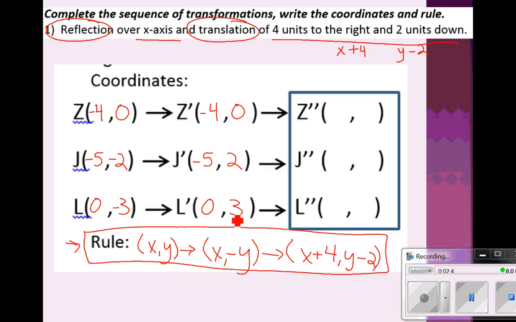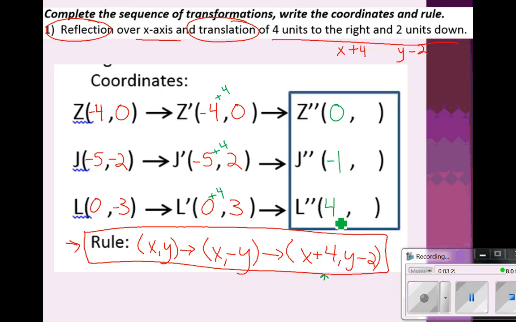Now I'm going to apply the translation rule. Let me get a different color, because I'm going to use my paper to do the solving so that I can make sure I get everything right. So I'm plussing 4 to all of the x values. So I'm going to do +4, +4, +4. I'm going to go ahead and fill in z prime prime and j prime prime, l prime prime. So -4 + 4 is 0. -5 + 4 is -1. 0 + 4 is 4.